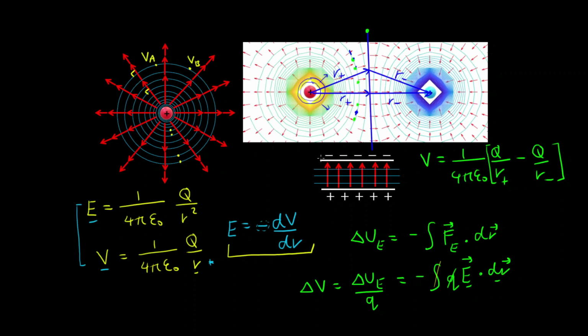And here is another example for a uniform electric field where the equipotential lines are perpendicular to the electric field. So really have a think about that, and that's how we visualize electric fields from equipotential lines.